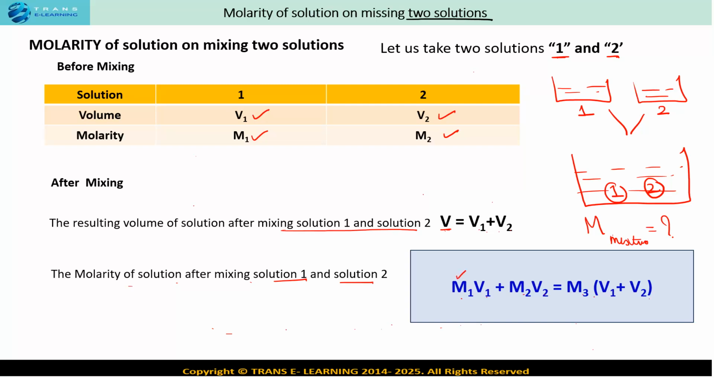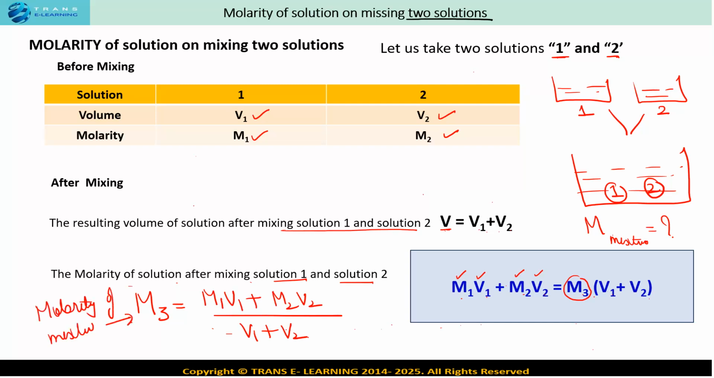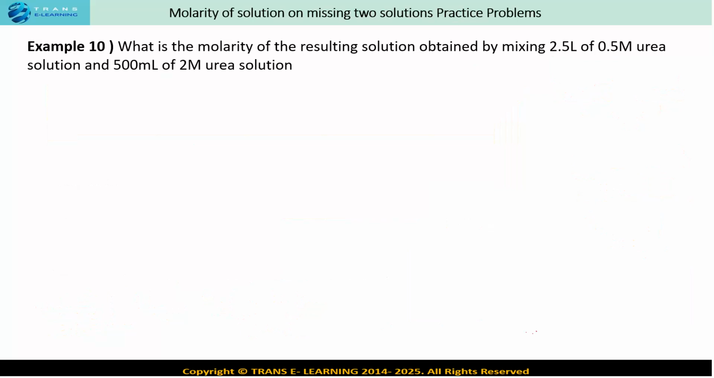That means the molarity of the first solution into its volume, plus the molarity of the second solution into its volume, is equal to the total molarity of the mixture into the volume of the first solution plus the volume of the second solution. So in short, you can calculate the molarity of the mixture by solving M1V1 plus M2V2 upon V1 plus V2. Okay, this is the molarity of a mixture of two solutions. Is that clear?